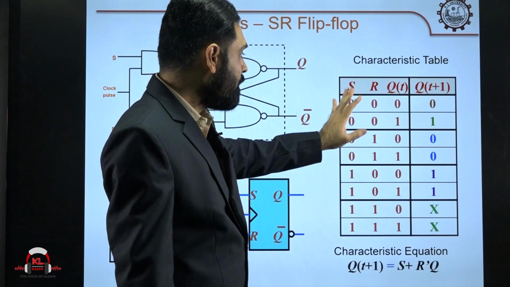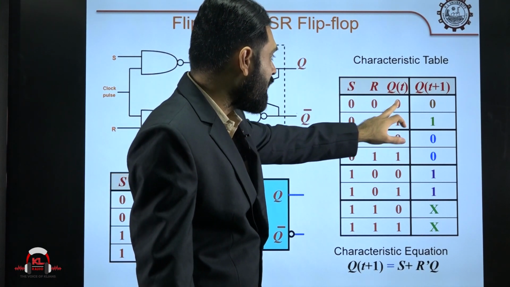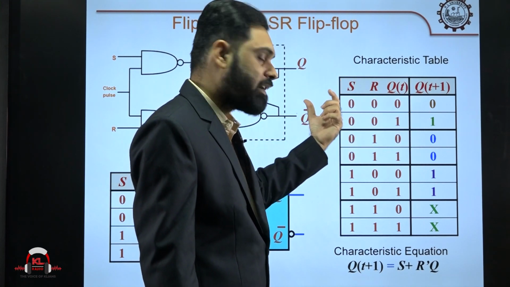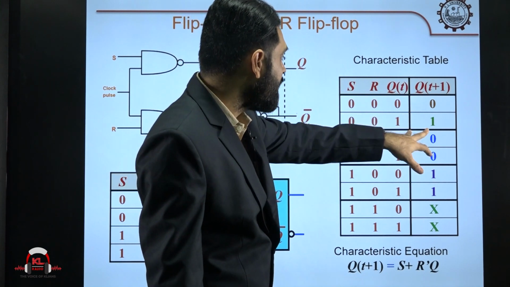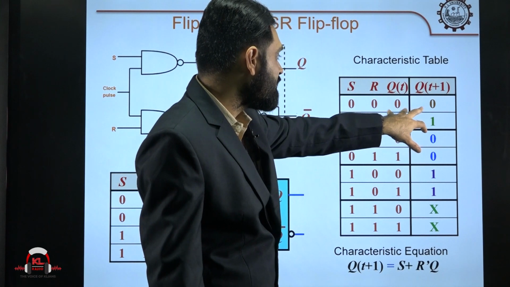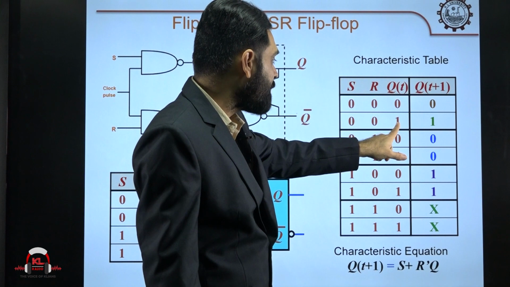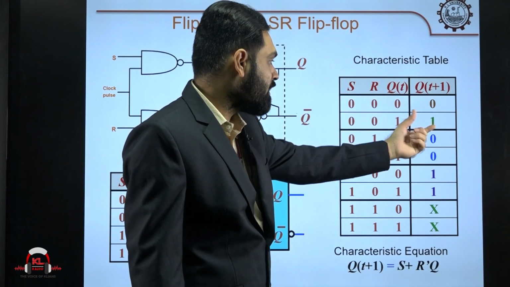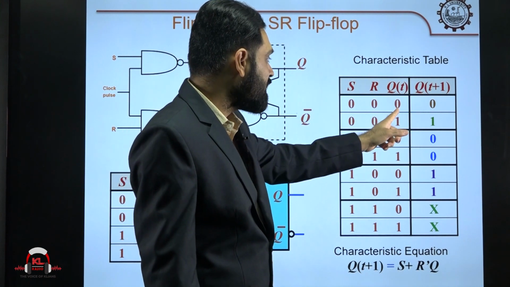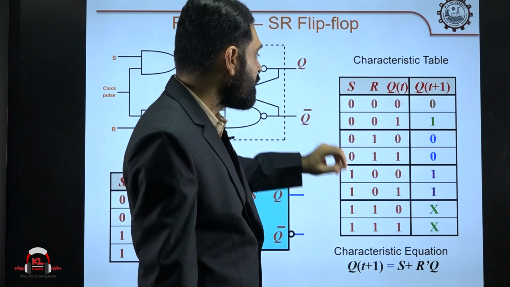When the present output and next output are like this, what will be the input? That we will predict from the characteristic table. Here you can see, when the present output is 0 and the next value is also 0, in that case SR values are 0 0, and when the present value is 1 and the next value is also 1, that means the state is not changing, the value is not changing. For present output and next output values that are the same, SR values are 0 0.